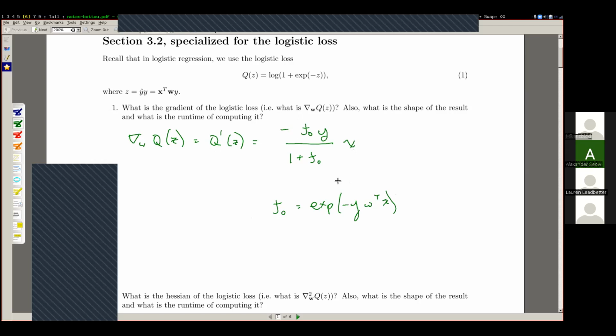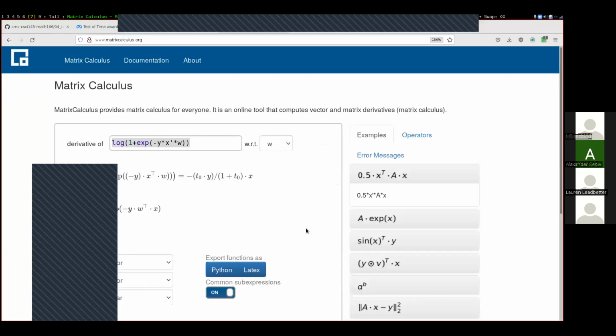And again, not expecting you to be able to do this by hand. You can always just go to the matrixcalculus.org webpage, type in the formula, and get the results. And so I just copied down the results exactly right there.